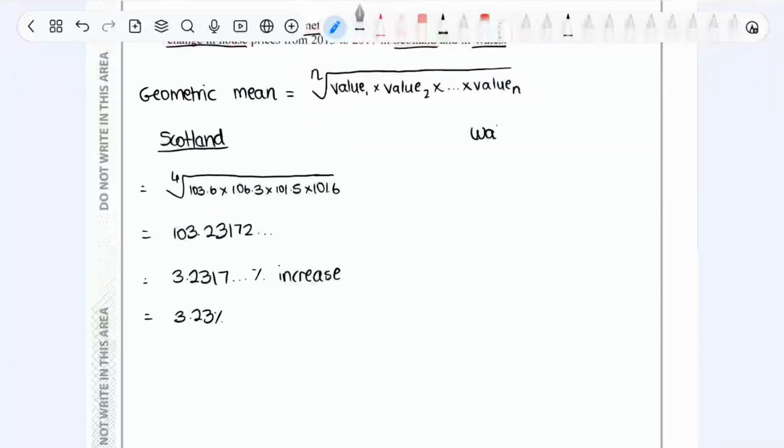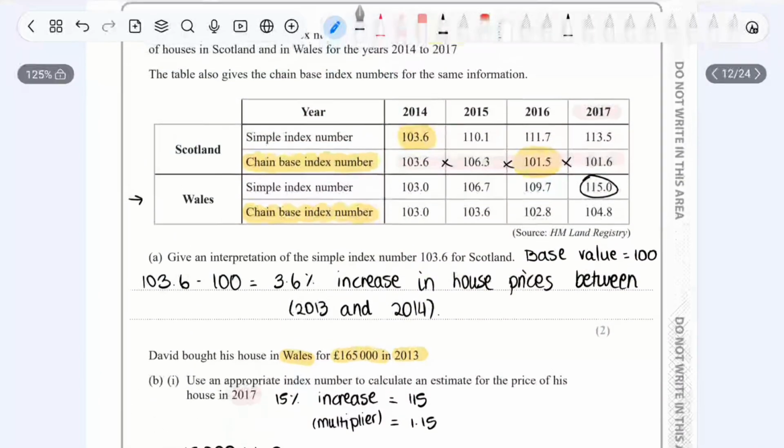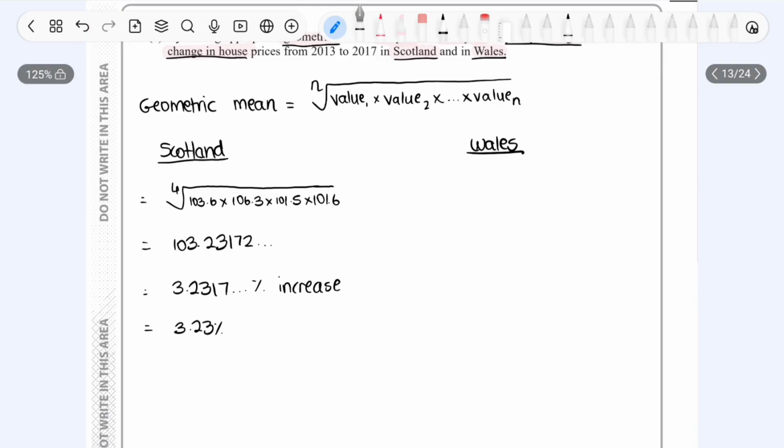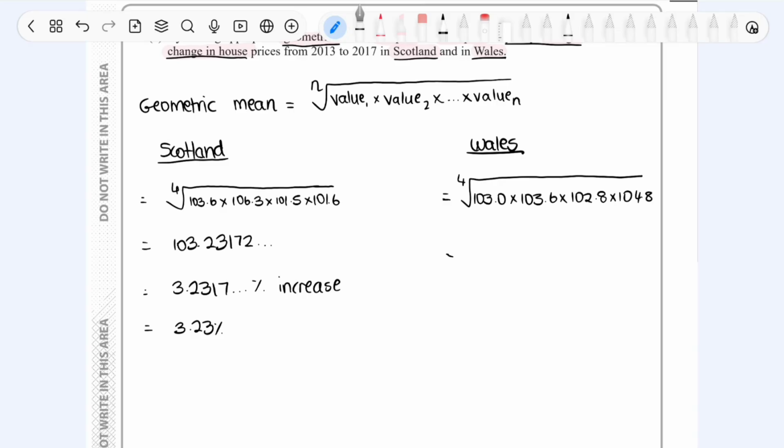Now I'll do the same for Wales. I have to apply the same formula, so it will again be the fourth root, and let's go to the table and we're going to look at all of these. I'll then multiply them together, take the fourth root, as yet again there are 4 values for 4 different years. And I'll type this into the calculator now.